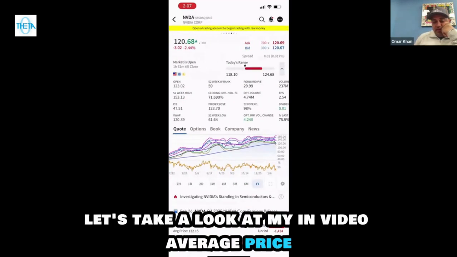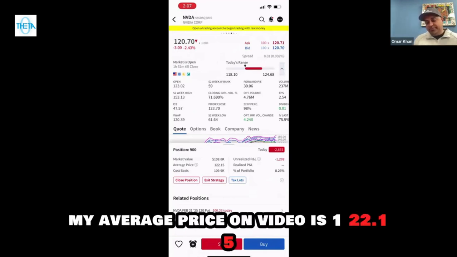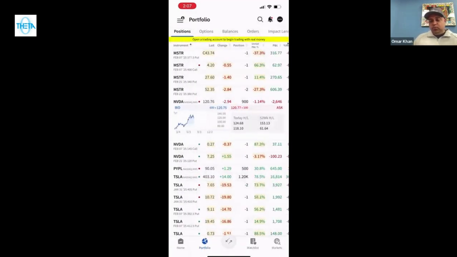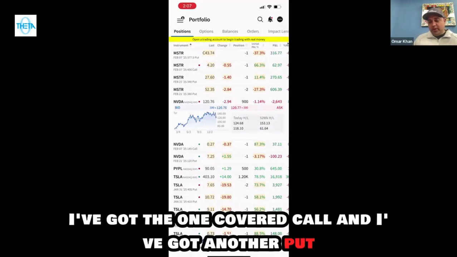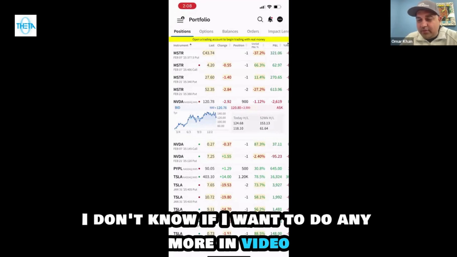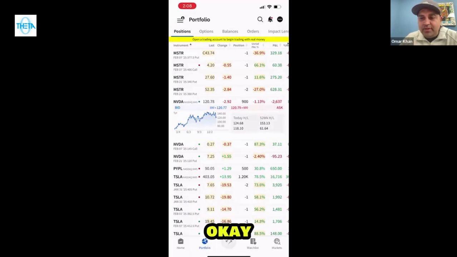Let's take a look at my NVIDIA average price. My average price on NVIDIA is 122.15. I've got the one covered call, and I've got another put that gives me 1,000 shares of NVIDIA. I don't know if I want to do any more NVIDIA just because it's broken the 200-day moving average, okay?